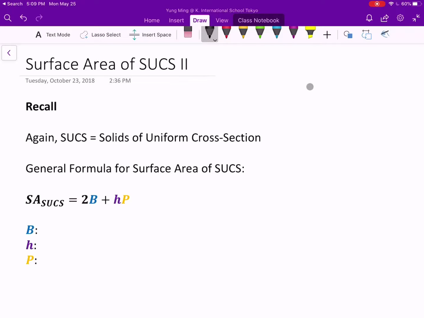Alright guys, welcome back. Today we're going to continue talking about surface area of SUCS. Just recall again, SUCS equals solids of uniform cross-section. The general formula for surface area of SUCS, we talked about that yesterday during the live lesson, it was 2B plus hP. In this case, the B represents the base area, h represents the height of the solid, and P represents the perimeter of the base.